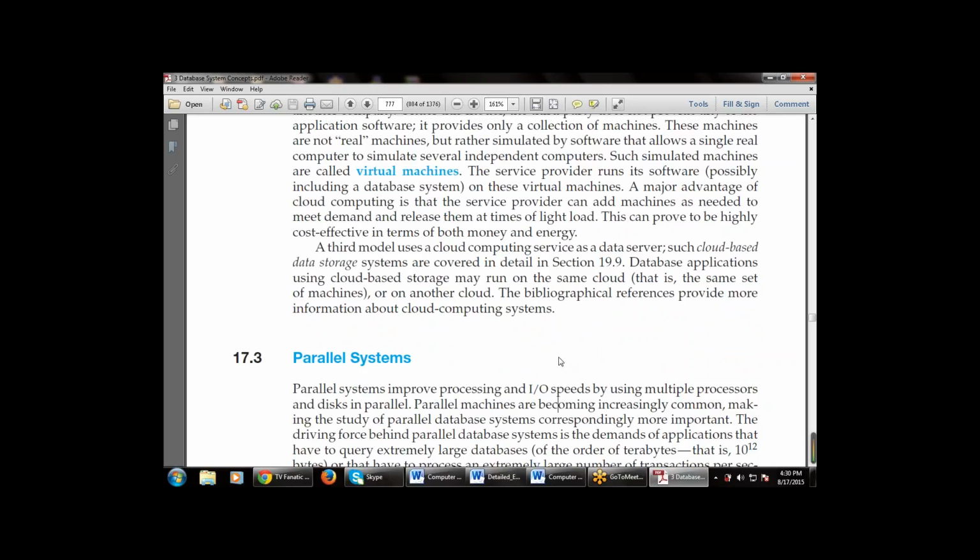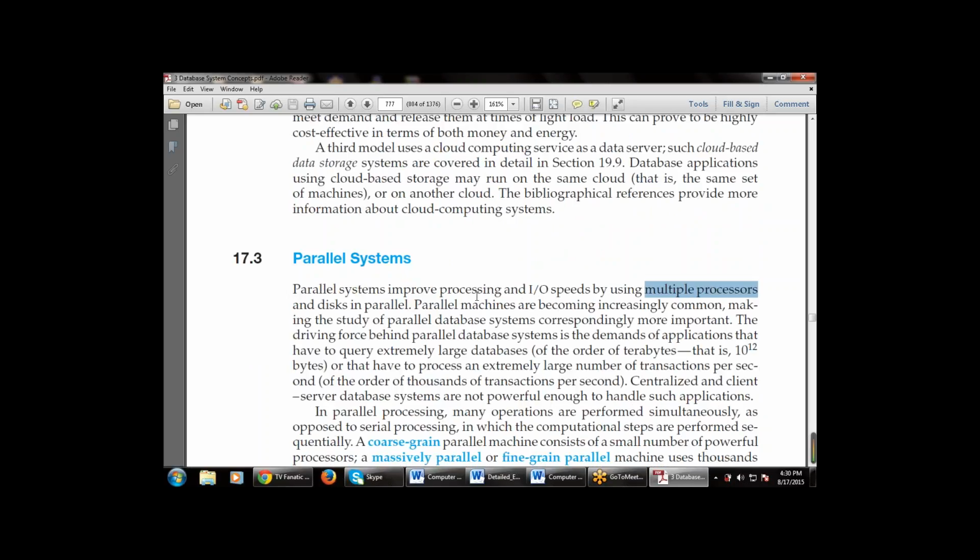Whenever we use a parallel system, it means more than one system is used, or more than one task is executing on multiple systems. That is, a task is executing in parallel, where two systems apply the same task at the same time. That is a parallel system, where multiple processors and disks are used in parallel.